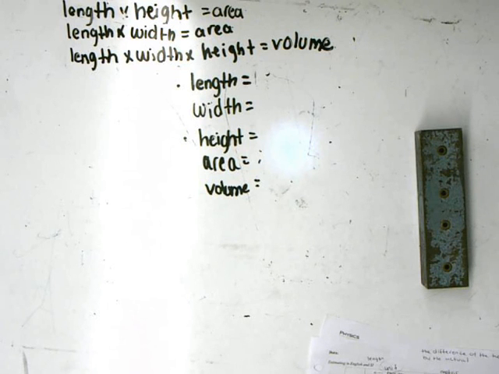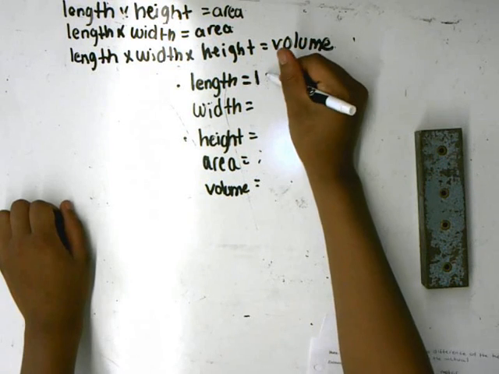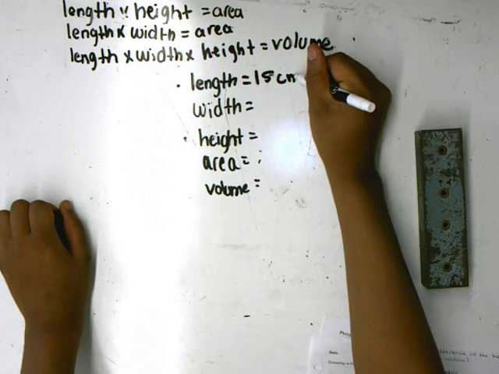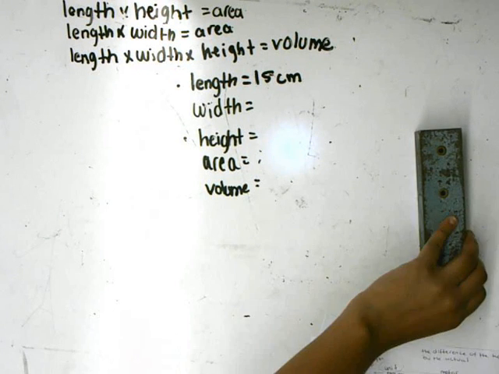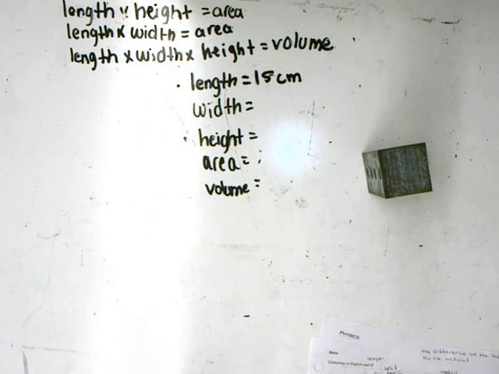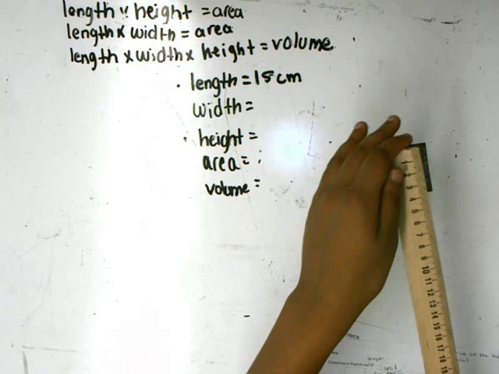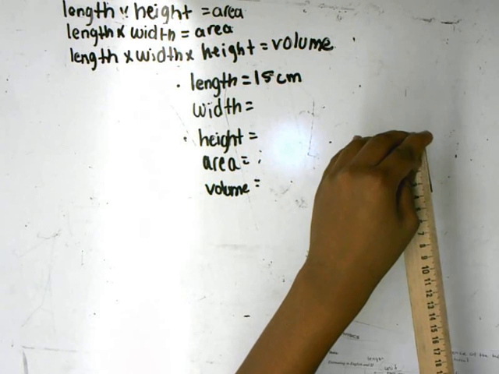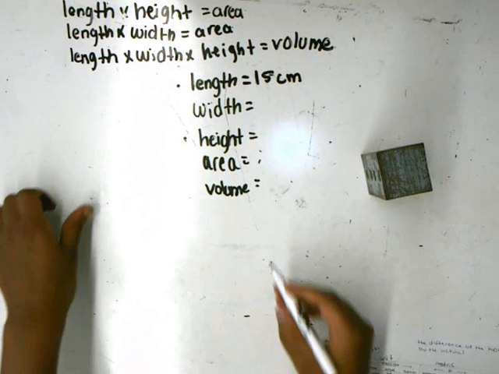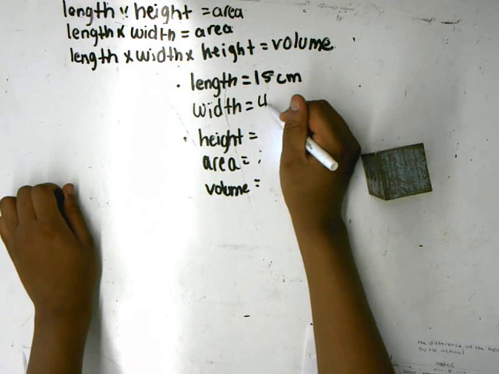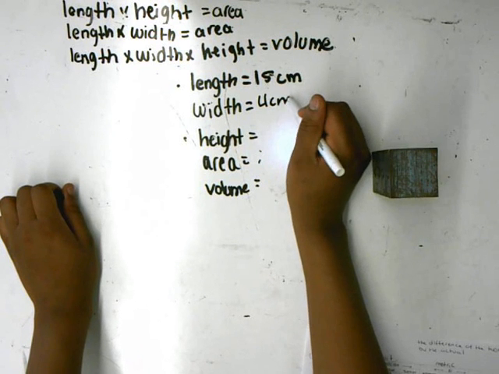Now I'm going to find the actual size, the actual measurement of the width. And the width is actually 4. The height is again 15 centimeters.